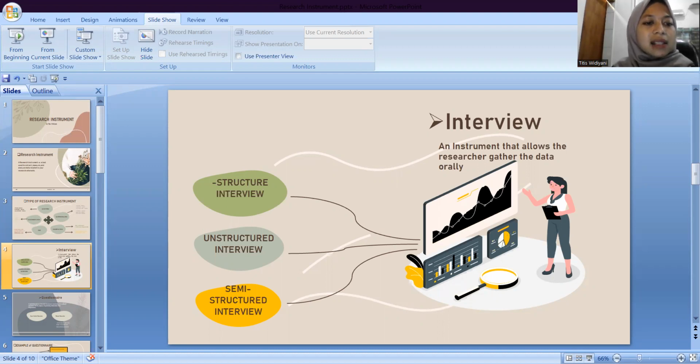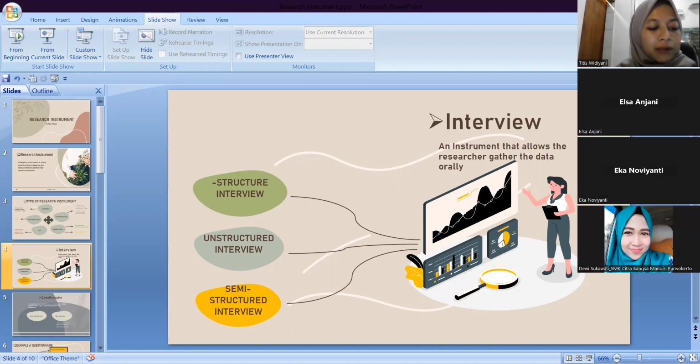The second is unstructured interview. The kind of this interview is about questions that are not pre-arranged before. So it's like an informal interview. And the interviewee takes control of the interview.